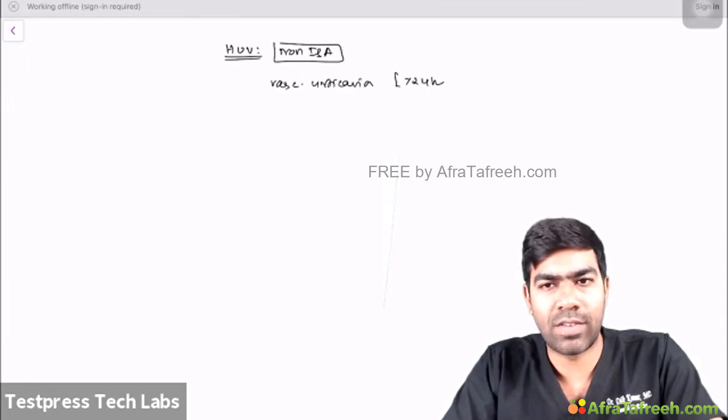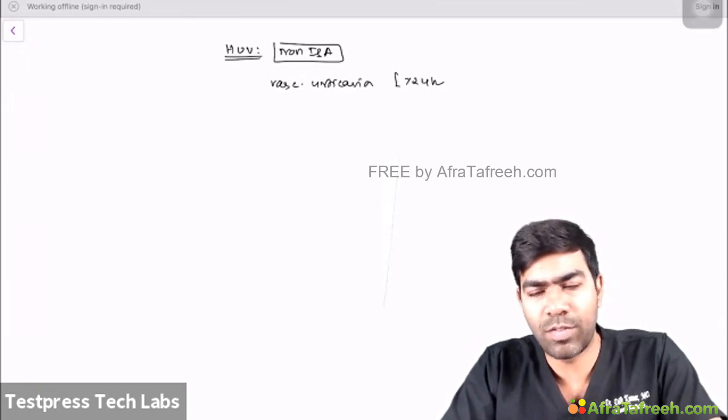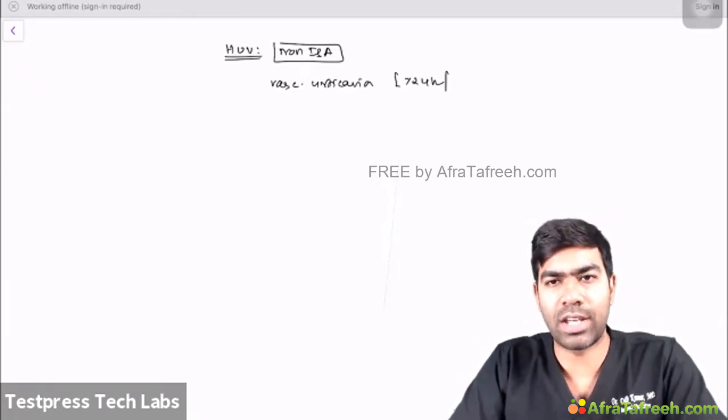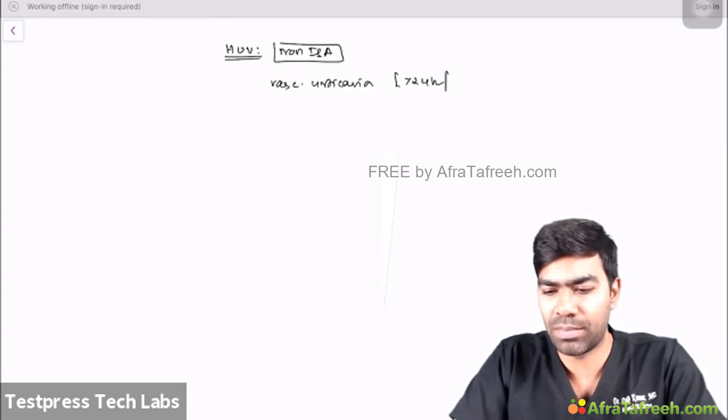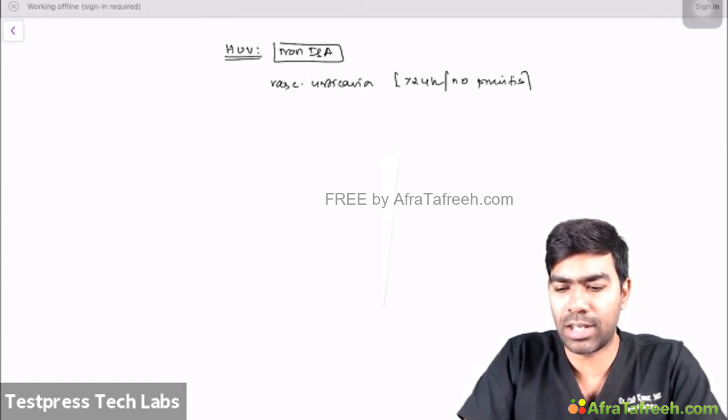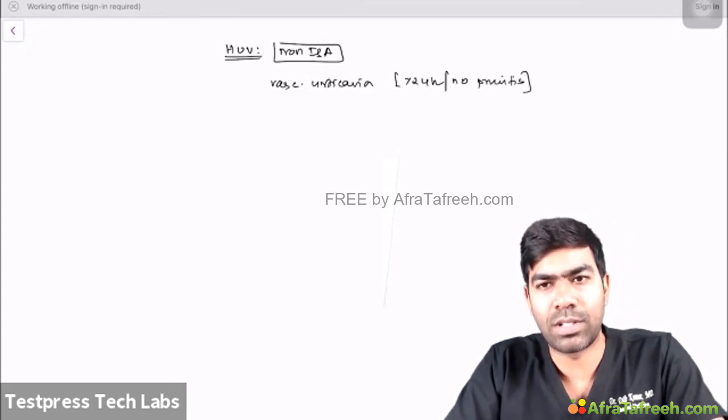If it's an allergic kind of urticaria, once the allergen is removed, it will settle. So it will be for less than 24 hours. Here it's going to be more than 24 hours. And allergic urticaria will more often be itchy. So here there will be no pruritus, but you'll get a typical urticaria. That's how they're going to present.